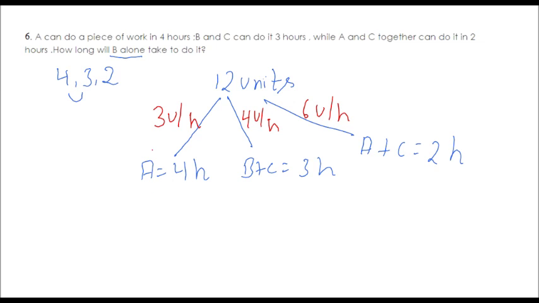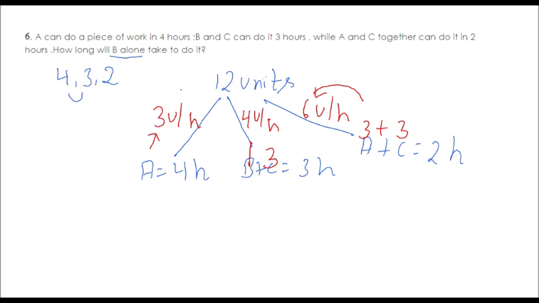So we got the capacity of A directly. Capacity of A is 3 units, so we can substitute A here. A is 3 units and their combined capacity is 6. So C's capacity must be 3, since 3 plus 3 gives you 6. If C's capacity is 3, then since B plus C is 4, B's capacity must be 1.